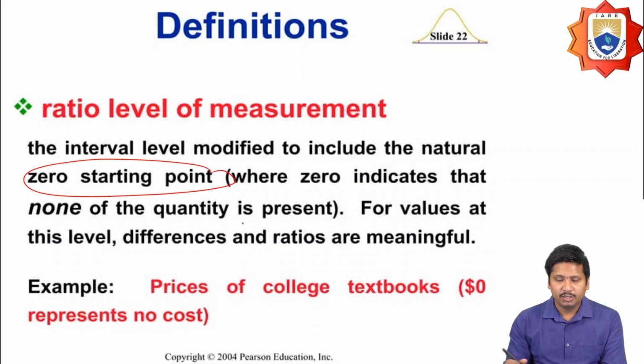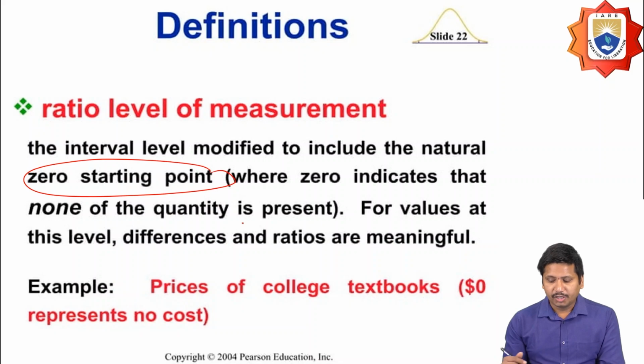So the previous one should not include this zero point. Here I include the zero starting point, where zero indicates none of the quantity, and for values at this level, the differences and ratios are meaningful. For example, the price of college textbooks, where zero represents no cost. This is one example of the ratio level of measurement.